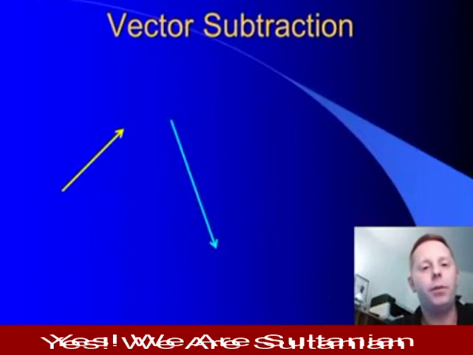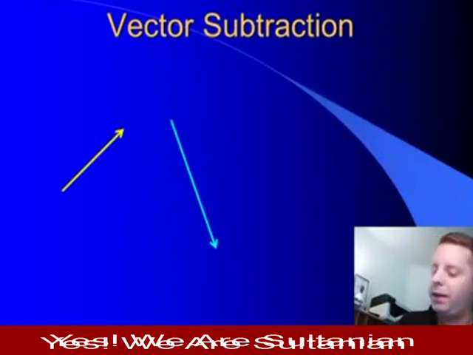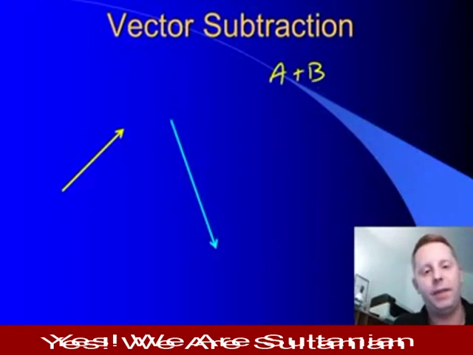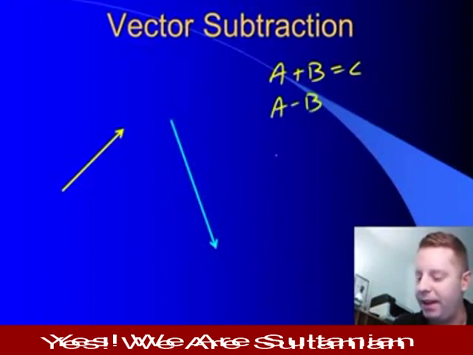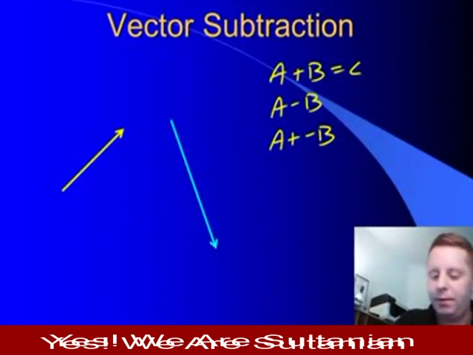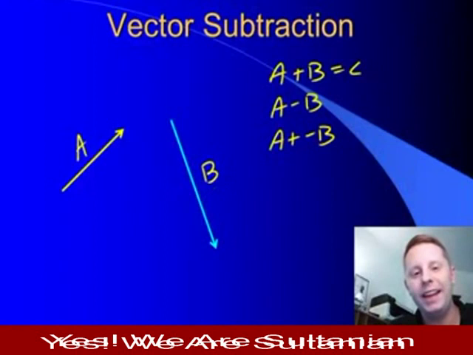Vector subtraction is almost as easy. If we think of algebraically adding two values, a plus b equals c, well, if we want to subtract them, a minus b is equivalent to writing a plus negative b. So if this is vector a and this is vector b, how do we get negative b? We just switch the direction of the vector.